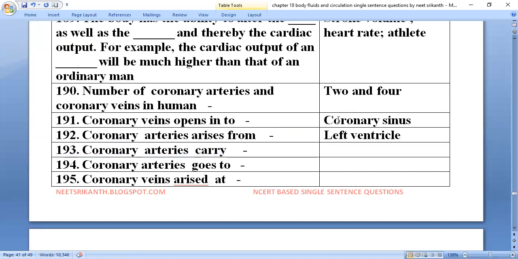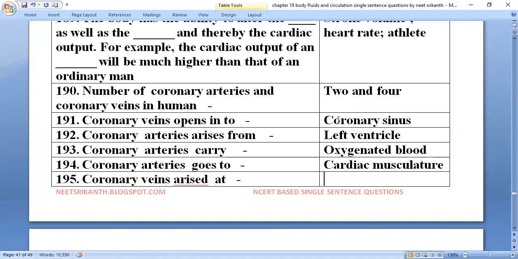We follow NCERT, straight answer: coronary arteries arise from the left ventricle. What do they carry? Oxygenated blood they carry. Coronary arteries go to the cardiac muscle. Cardiac musculature requires oxygenated blood for contraction, so that's why they go to the cardiac musculature.